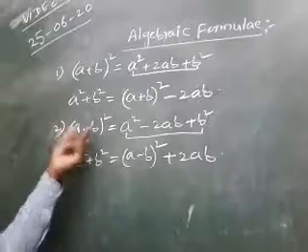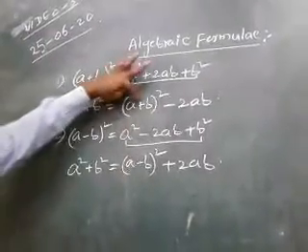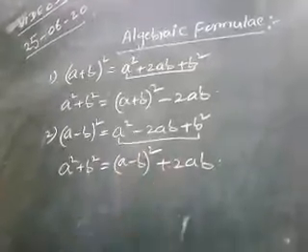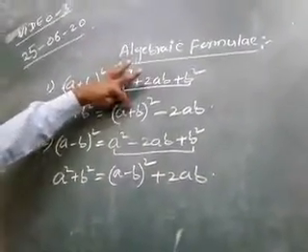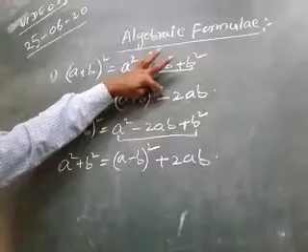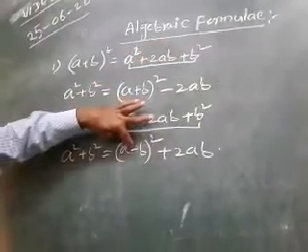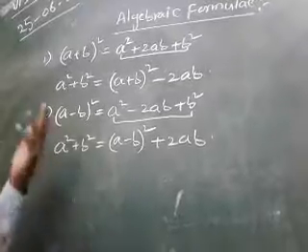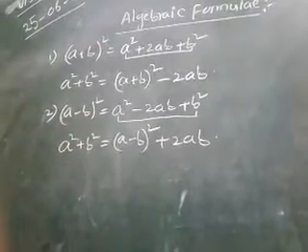So for a square plus b square we have two formulas: (a plus b) whole square minus 2ab, or (a minus b) whole square plus 2ab. If we take the square term as positive, here is negative. If we take the square term as negative, here we have positive. For our convenience, whichever we require, apply that formula.